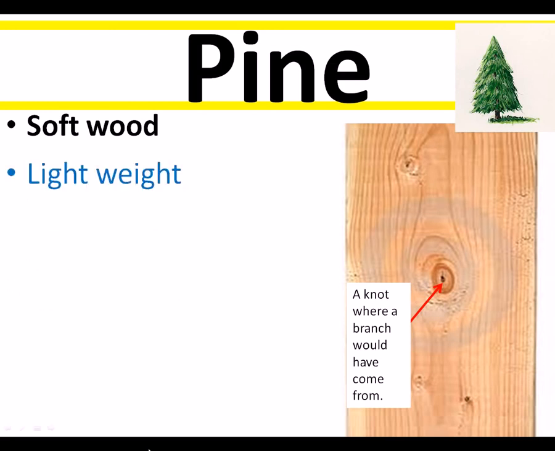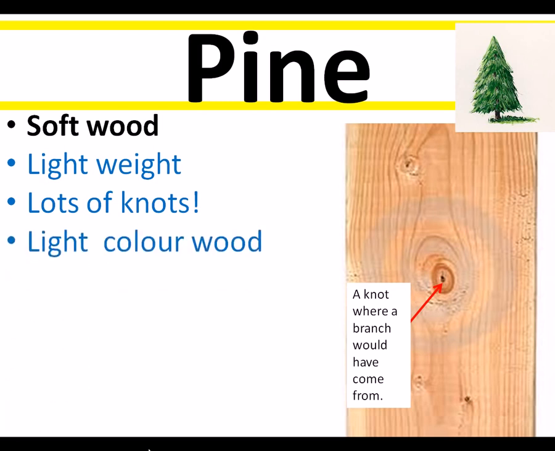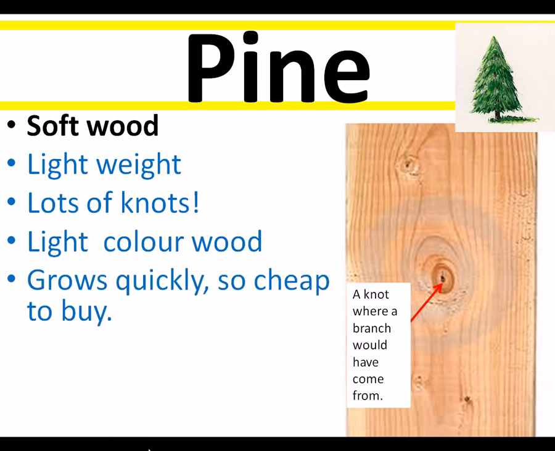It's a softwood. It's lightweight. It generally has knots. It's fast growing, so it has quite a lot of knots generally, although some grades are better. It's a light coloured wood. It's easy to work. It grows quickly, so it's cheap to buy. So most cheap furniture is going to be made out of pine. A lot of the products that you'll be making will be using pine.